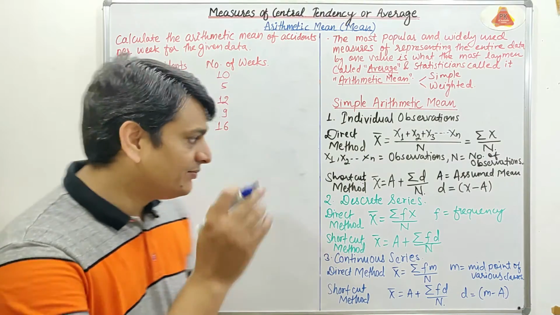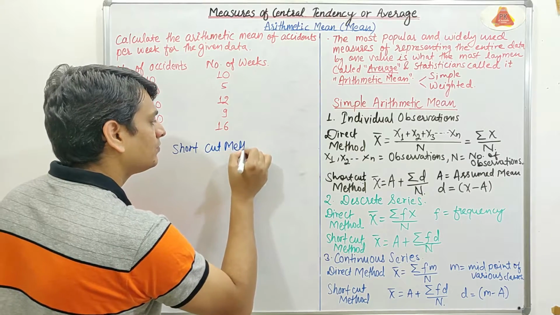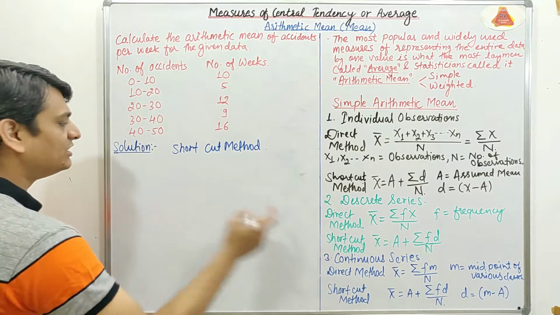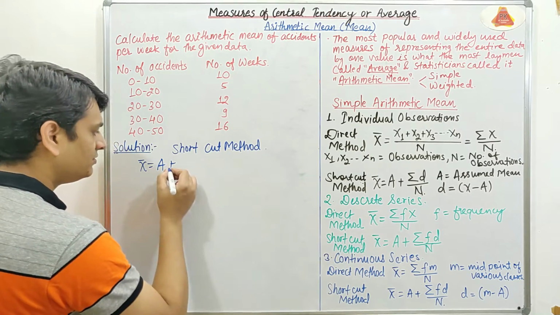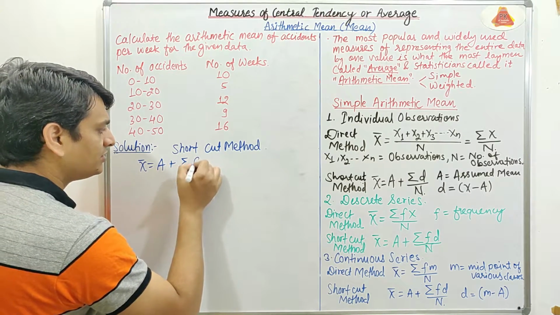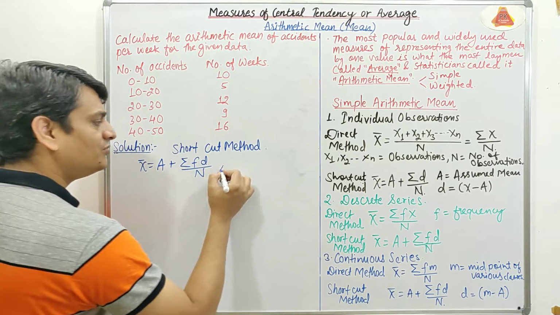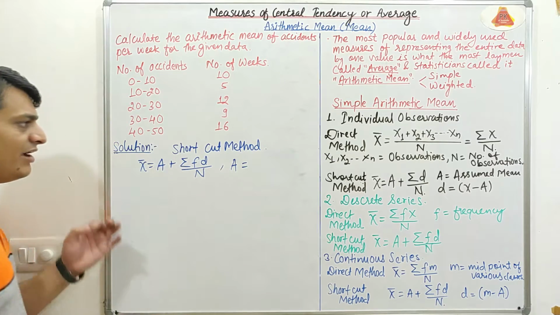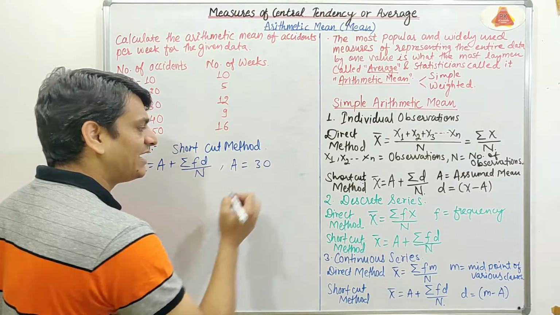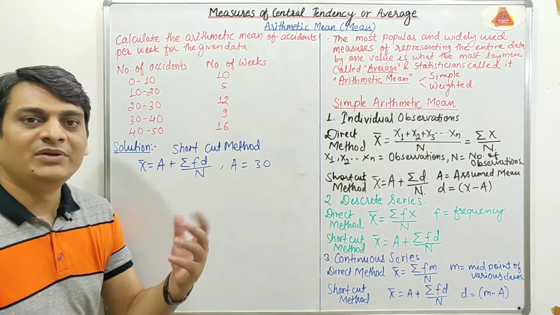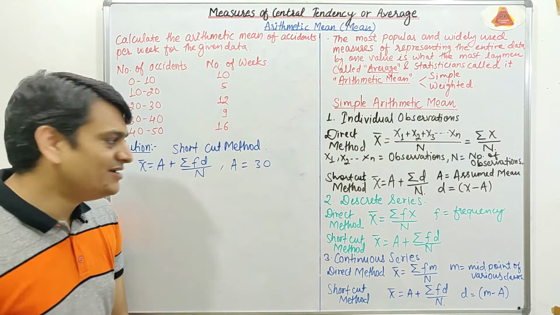Now we will solve the same question by using the shortcut method. The formula for the shortcut method is x bar is equal to a plus summation fd divided by n. Here a is the assumed mean, and we have to assume any mean. For example, here I am taking 30 as the assumed mean. It may be 20, it may be 25. That is according to your convenience. You can take any value.